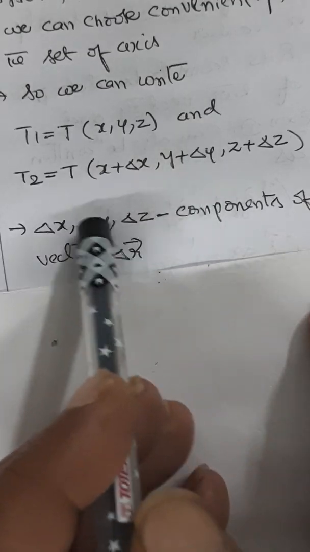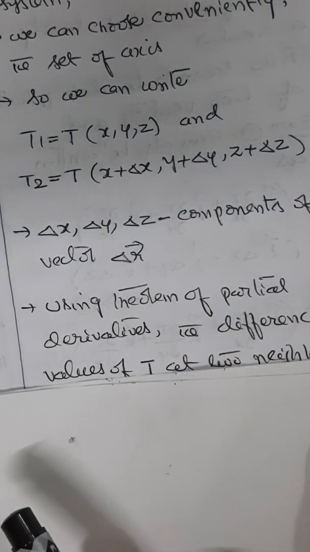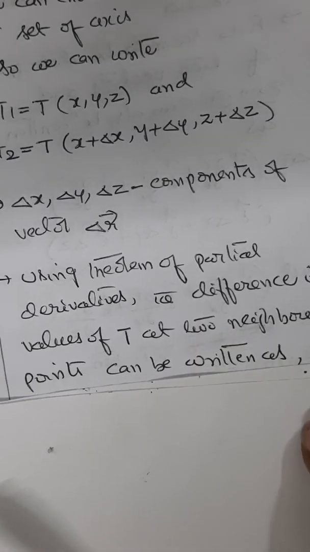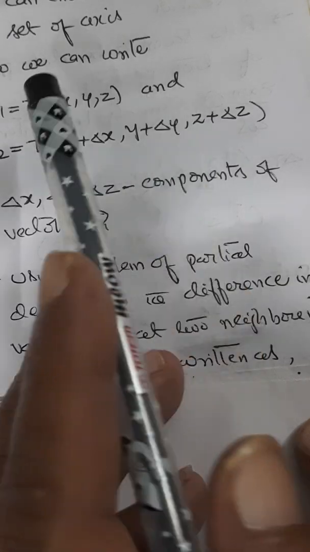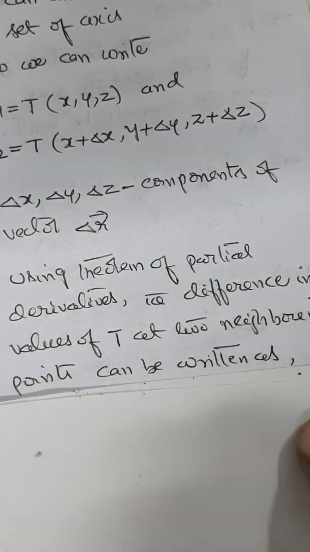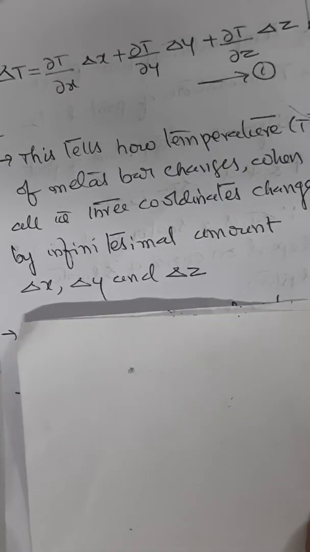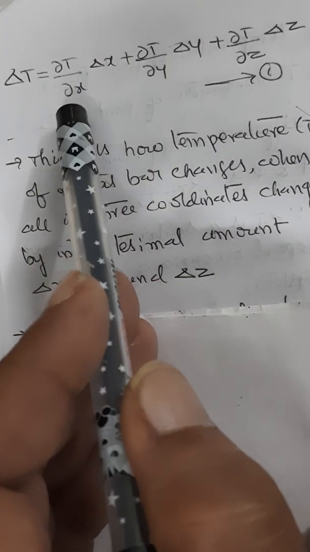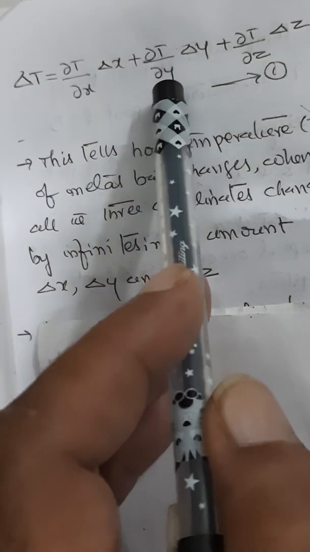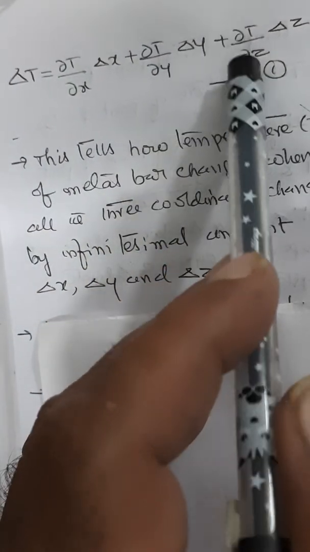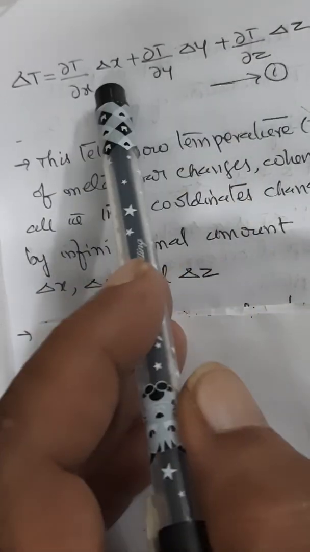So on this we will apply the partial differential approach. Based on the theorem of partial derivatives, the difference of values of T, that is delta T, between the two neighboring points P and Q, we can see as something like this. Delta T is equal to dou T by dou X into delta X plus dou T by dou Y into delta Y plus dou T by dou Z into delta Z. This is how it looks when you apply partial derivatives.